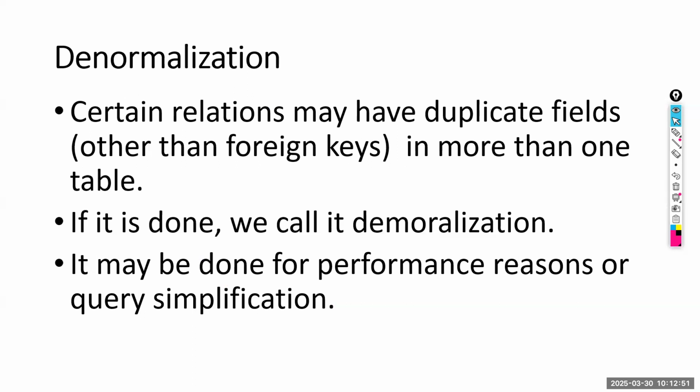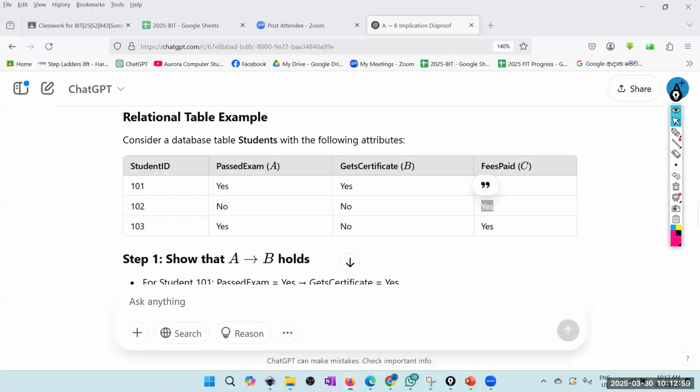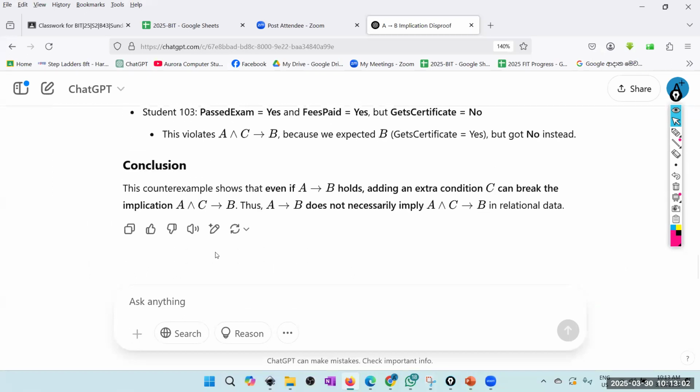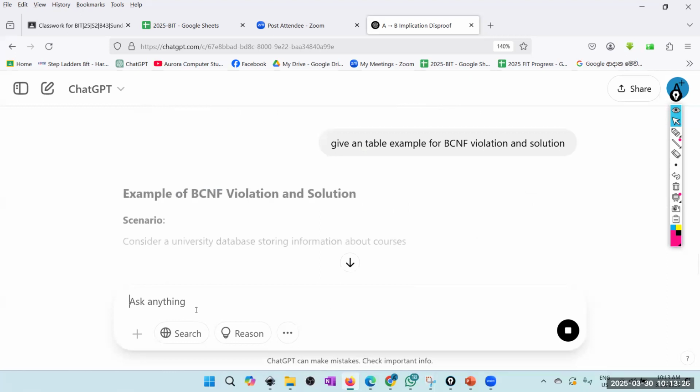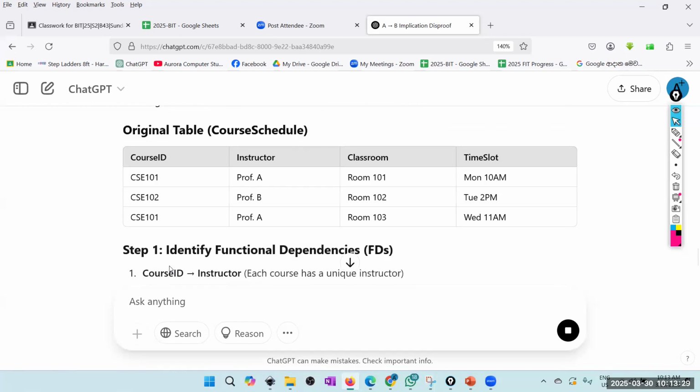So what is meant by denormalization? Shall we ask ChatGPT to generate another example for BCNF? Generate or give an example, table example for BCNF violation and solution. Now, how easy it is for you guys to learn these days, right?